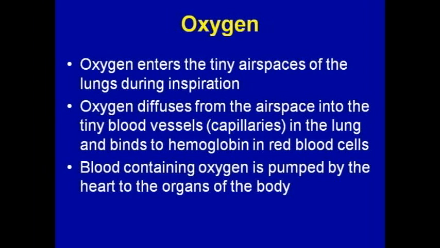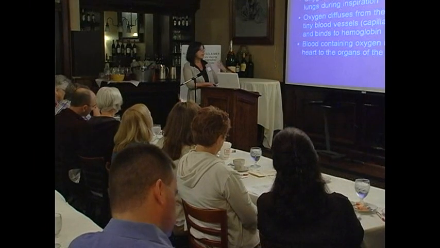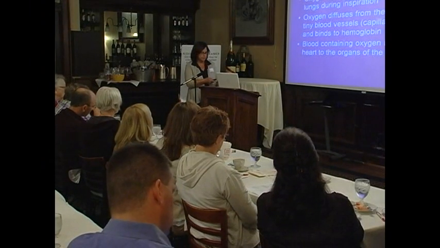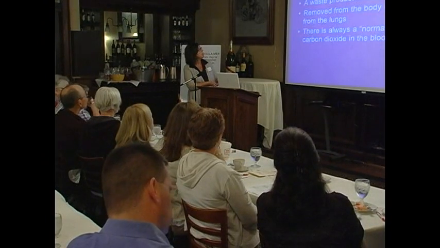So oxygen, I said some of this already, oxygen enters those tiny little air spaces, the alveoli, during inspiration. Oxygen gets into those tiny blood vessels, the capillaries, binds to hemoglobin in the red blood cells, and then blood, which contains oxygen, is taken throughout the body to all the different organs, the brain, the kidneys, the muscles, the liver, and allows metabolism to occur. We are dependent on oxygen to live.